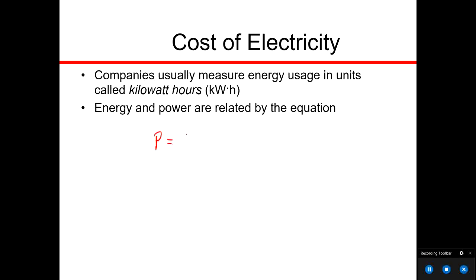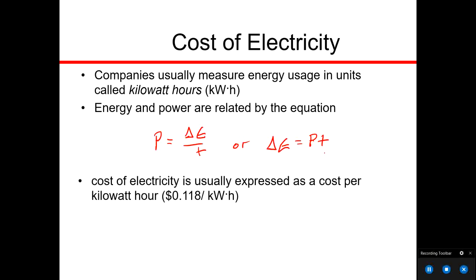We have power is equal to a change in energy over time, or we can rearrange that to give us a change in energy is equal to power times time. So power being in this case, we want it in kilowatts and time being in hours.